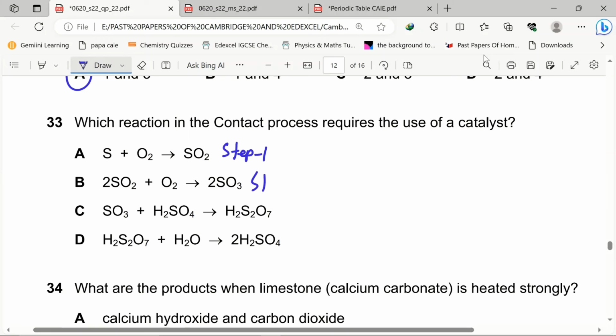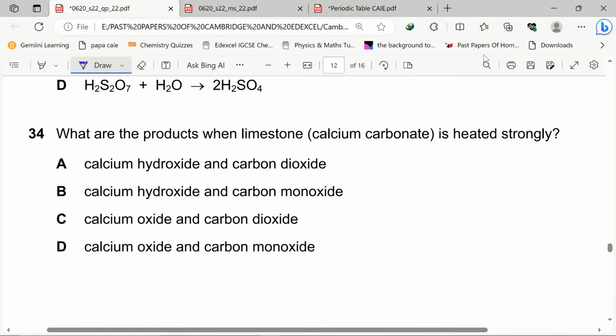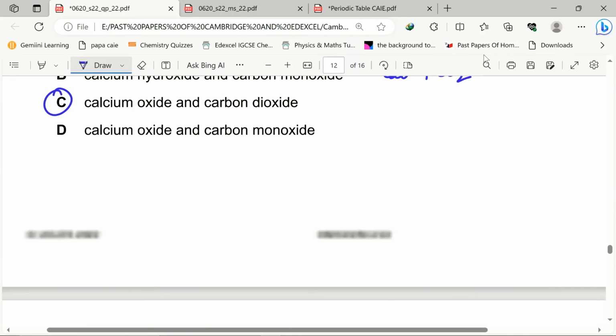This is step 2. Step 2 is a reversible reaction, and this is the correct answer. In this step, we need a catalyst, which is vanadium pentoxide, V2O5. Question number 34. What are the products when limestone is heated strongly? If limestone, calcium carbonate, is heated strongly, there will be a metal oxide, calcium oxide, and carbon dioxide. So calcium oxide and carbon dioxide should be the correct answer, 34C.